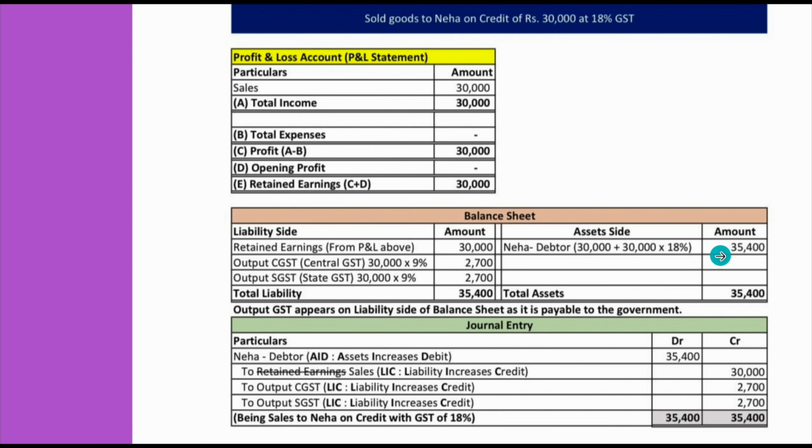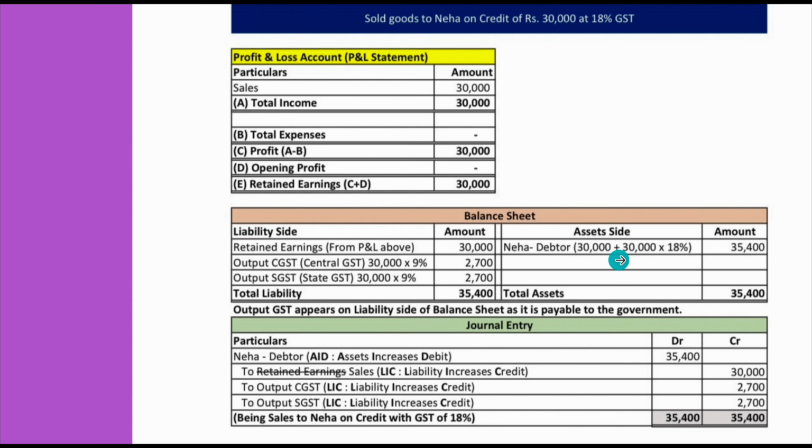So out of this 35,400, 30,000 is retained earning arising from sales, and the balance 2,700 plus 2,700 is basically output CGST and output SGST. Output GST appears on the liability side of the balance sheet as it is payable to the government. So the company has recovered from the customer and now it is payable to the extent of 2,700 plus 2,700 to the government. So on the balance sheet liability side, output CGST 2,700 and output SGST 2,700. Now let us pass the journal entry.